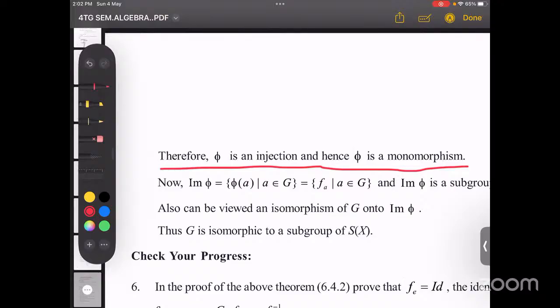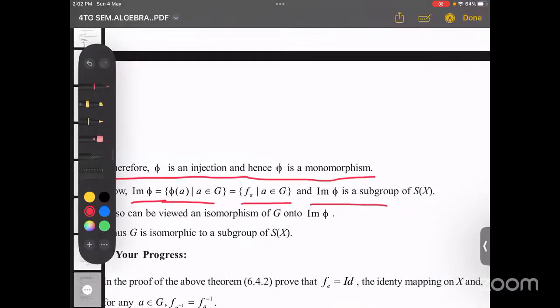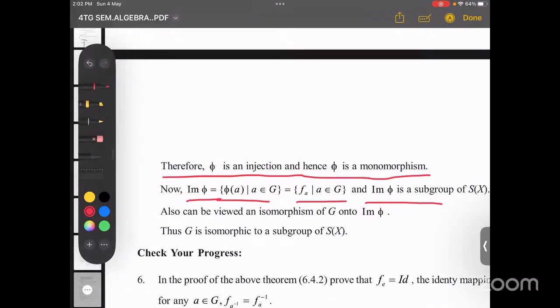Now we know that image of pi is defined as pi of A such that A belongs to G. We know pi of A is defined as f of A such that A belongs to G. Okay. And image of pi is a subgroup. Image of pi is a subgroup of S of X. Also it can be viewed as an isomorphism of G onto image of pi. Thus, G is isomorphic to a subgroup of S of X.